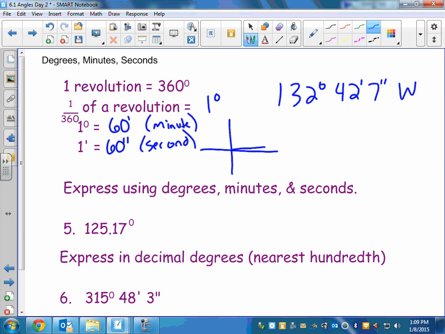So if you don't have a calculator, let me give you one. So on my, if they give it to you as a decimal, you can just type that in, 125.17 on your calculator. And then on my calculators, it's the button right below delete, like you'll see the little degree, minute, second sign.